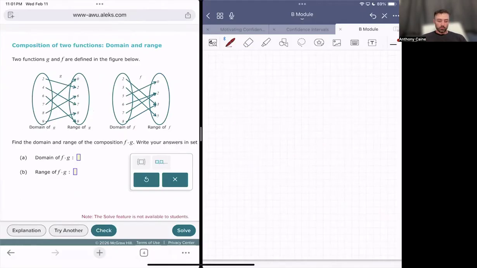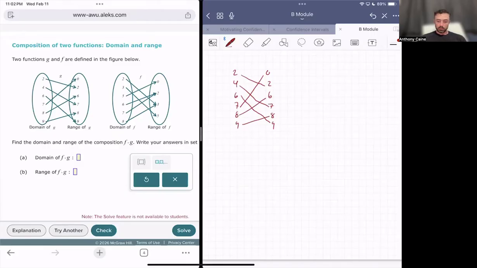So we've got 2, 4, 6, 7, 8, 9, and we've got 0, 2, 6, 7, 8, 9. Okay, 2 goes to 2, 4 goes to 7, 6 goes to 9, 7 goes to 0, 8 goes to 6, 9 goes to 8. Okay, what about F?